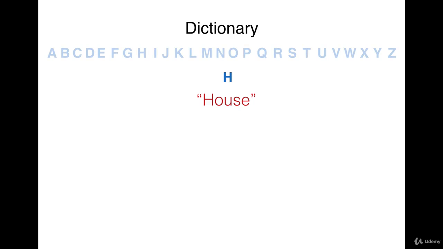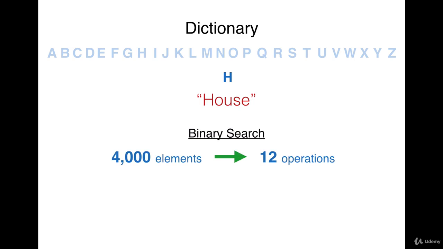As our input size grows, the number of operations that we will perform will not grow proportionally, but it will grow logarithmically. If we had an input size of 4,000 elements, it would only take us about 12 operations to find the element that we are looking for. This is really powerful and really efficient.